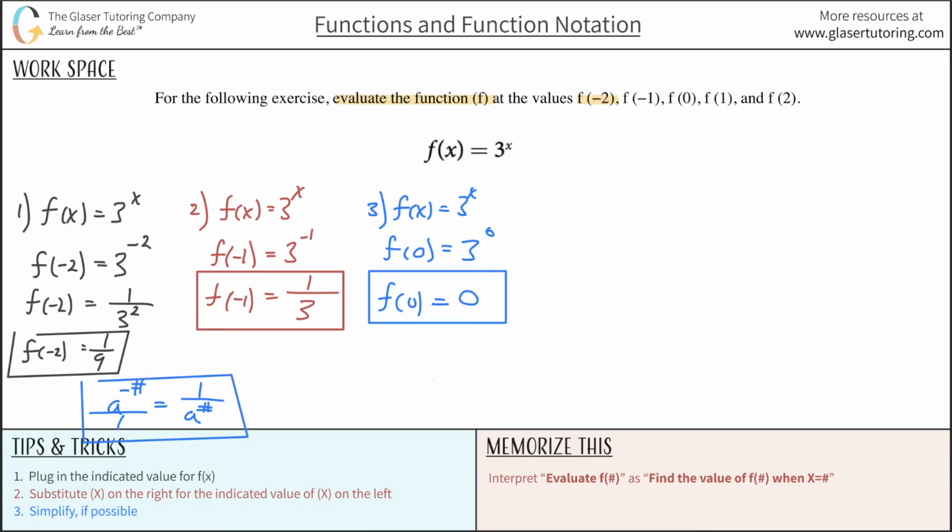Let me box this, and I'm going to write that other rule down here. So a to the 0 is always going to be 1. Anything to the 0 power is always 1. And you can check that in your calculator if you like.